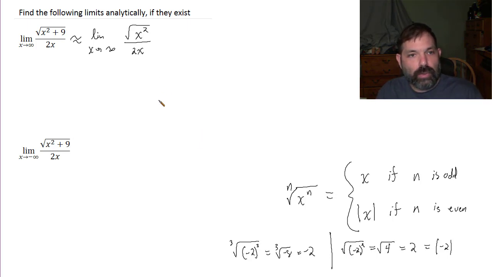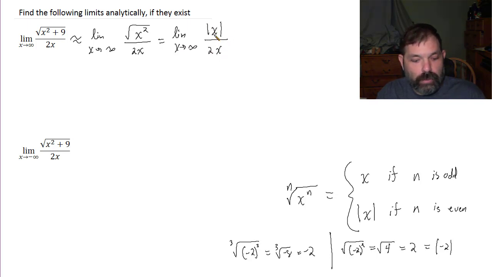Now, going back to our exercise, that means that the limit as x approaches infinity of the square root of x squared over 2x is the limit with x approaching infinity of absolute x over 2x. All right, now I can drag the factor of 1/2 outside the limit.